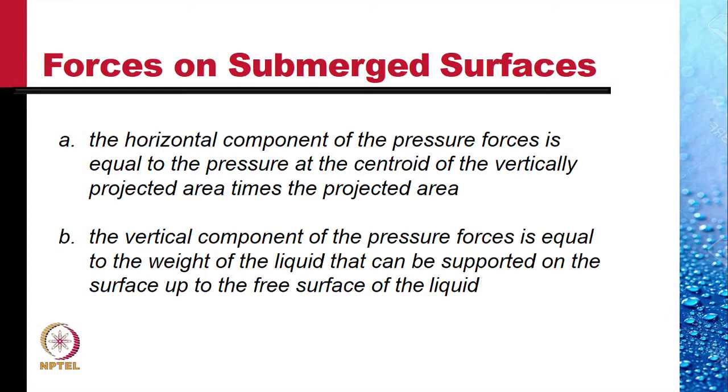So, the two rules for finding the horizontal and the vertical components of pressure forces are that the horizontal component of the pressure force is equal to the pressure at the centroid of the vertically projected area times the projected area, and the vertical component of the pressure force is equal to the weight of the liquid that can be supported on the surface up to the free surface of the liquid.